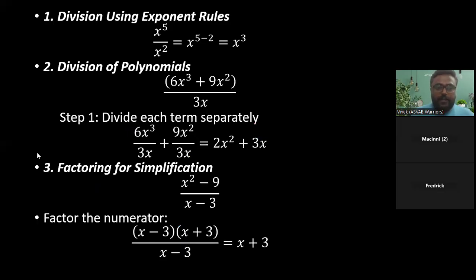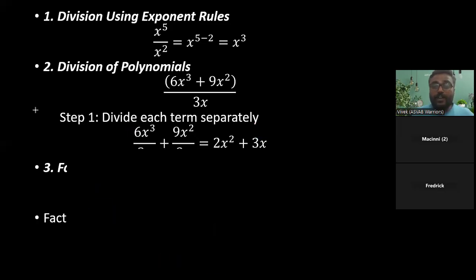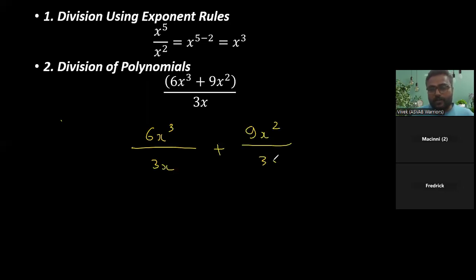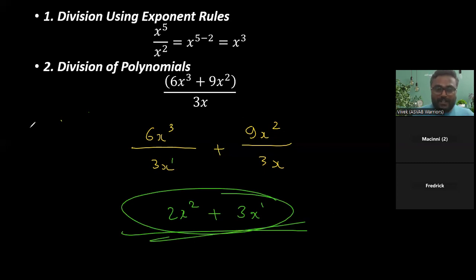The other way of doing this would be to divide each term separately. So 6x cubed divided by 3x plus 9x squared divided by 3x. So 6 can be divided by 3. What do we get? 2. x to the power 3 minus 1, which will be nothing but 2, plus 9 divided by 3 is 3. x to the power 2 divided by x to the power 1 would be x to the power 2 minus 1, which is 1. So this will be your final answer.